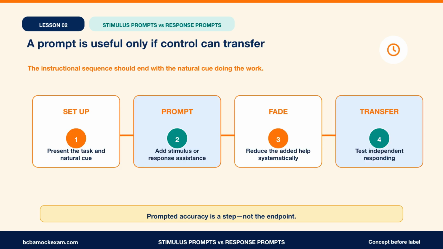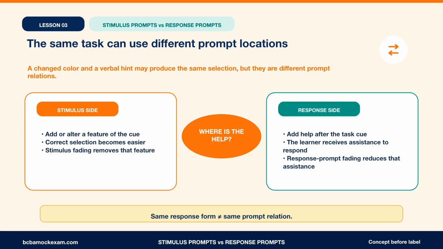A prompt is useful only if control can transfer. The instructional sequence should end with a natural cue doing the work. Prompted accuracy is a step, not the endpoint. Set up: present the task and natural cue. Prompt: add stimulus or response assistance. Fade: reduce the added help systematically. Transfer: test independent responding.